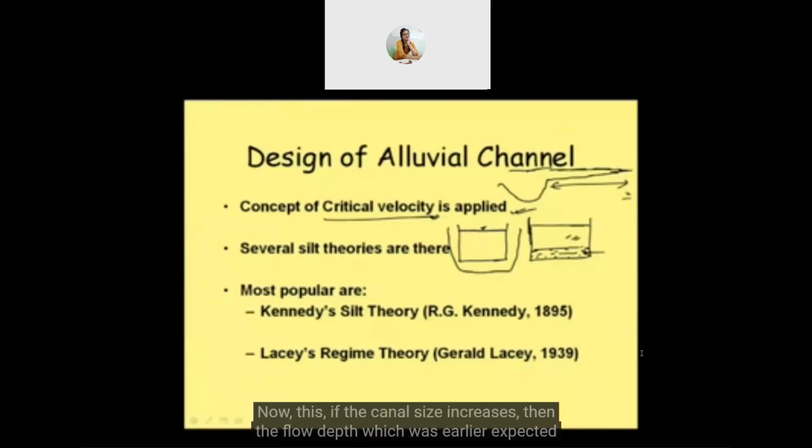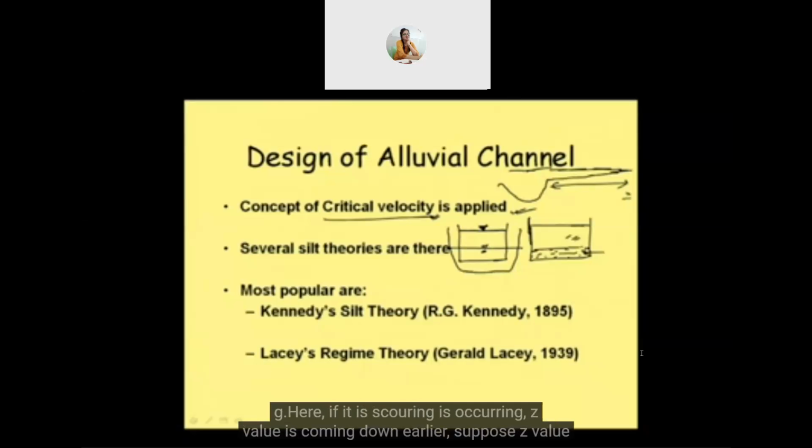Now if the canal size increases, then the flow depth which was earlier expected to be at this level will come down to this level. And once the flow depth comes down at a certain point, then the distance to which it can travel will also reduce, because the bed resistance, size and everything changes, and then its head reduces. Total head, as we know, is Z plus depth of flow plus V square by twice G.